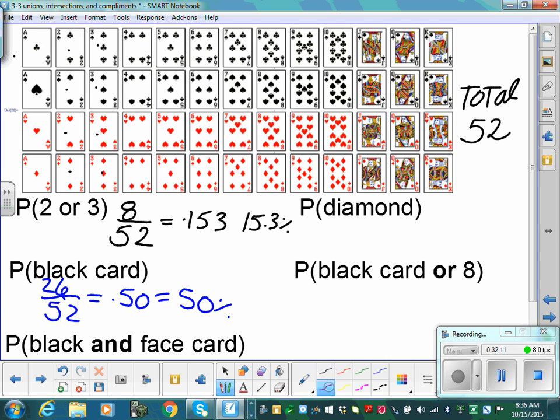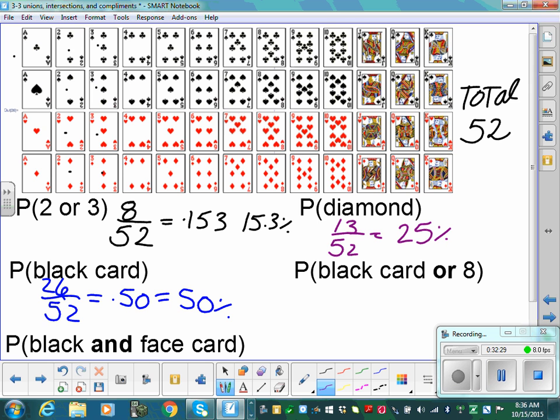What's the probability? I'm going to change colors. What's the probability of drawing a diamond? How many diamonds do we have? 13. So 13 out of 52. That's 1/4, which is 25%. There's a 25% chance of drawing a diamond.